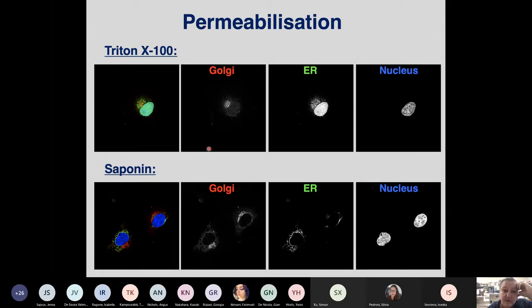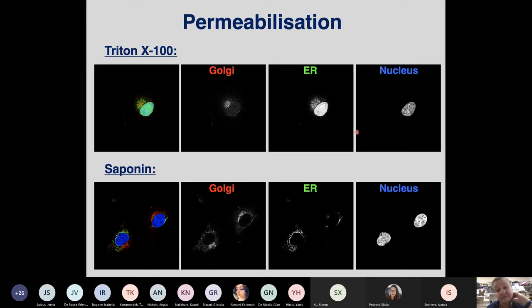So this is just boring COS cells, but for this purpose they were good enough. I've used an antibody in red that recognizes the Golgi apparatus, and an antibody in green that recognizes the endoplasmic reticulum. When I do Triton permeabilisation, the Golgi signal is okay. It's on one side of the nucleus, I'm not too worried about this one. But what I'm a bit concerned about is this ER signal.